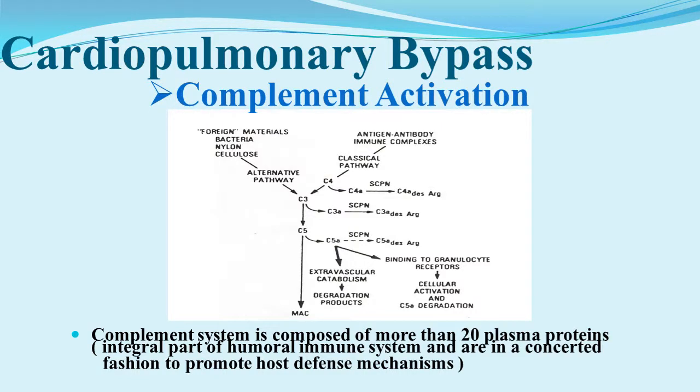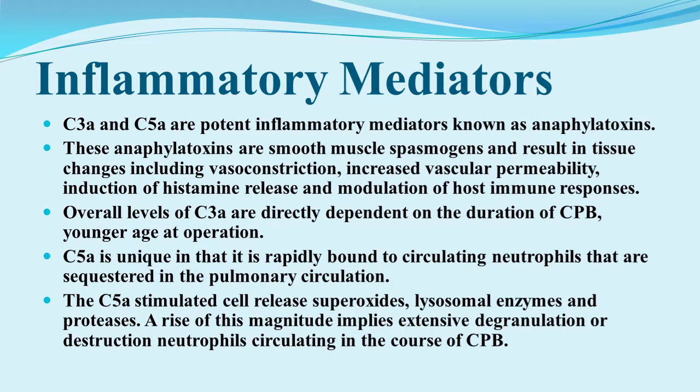This is a brief complement pathway. Inflammatory mediators: C3a and C5a are the potent inflammatory mediators known as anaphylatoxins. These anaphylatoxins are smooth muscle spasmogens and result in changes during the vasoconstriction, increased vascular permeability, induction of the histamine release, and modulation of the host immune responses.